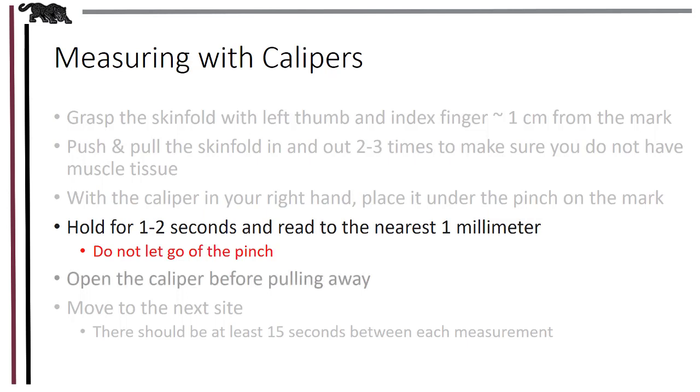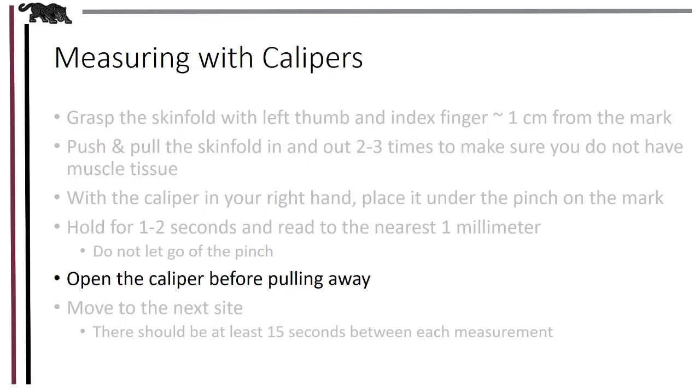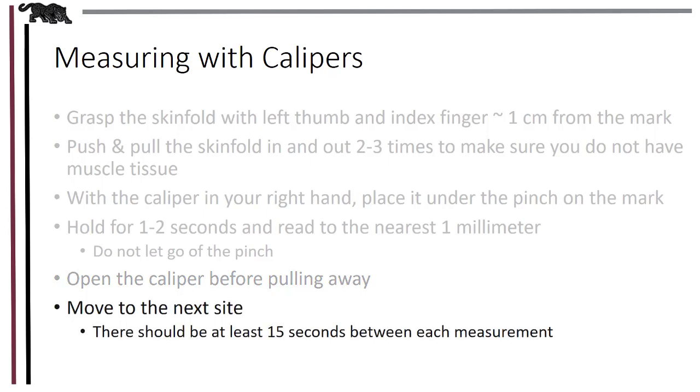Once you have the measurement, open the caliper and remove it. You don't want to drag the caliper off the skin fold. This can be uncomfortable for the client, so that's why we open it when we remove it. Now, instead of measuring the site consecutively 2 to 3 times in a row, it's recommended to move to the next site. Rotating sites ensures there are at least 15 seconds between each measure at the same site.